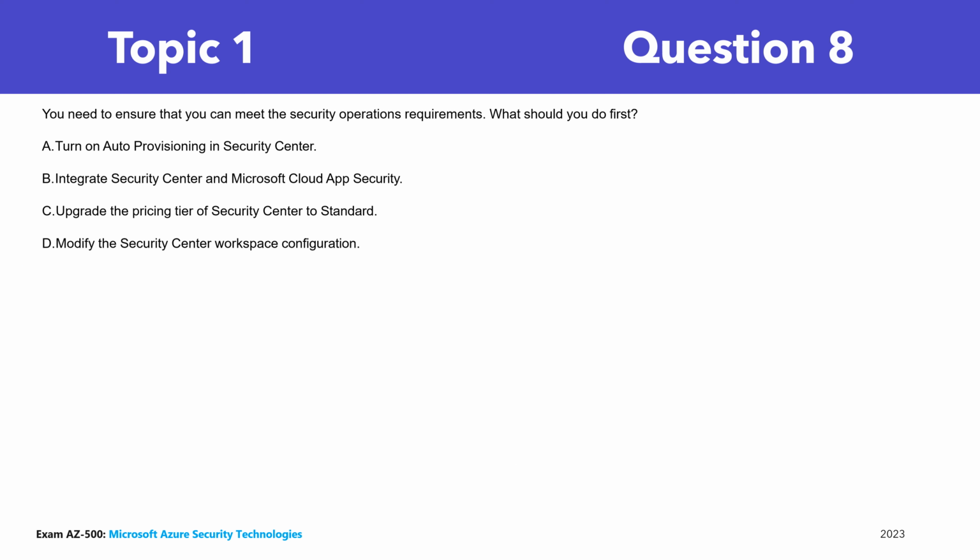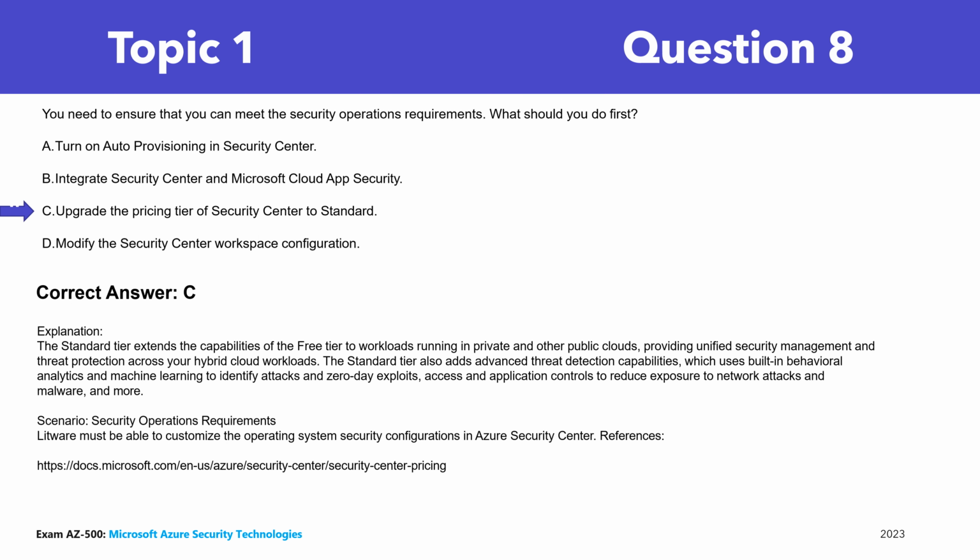You need to ensure that you can meet the security operations requirements. What should you do first? A. Turn on auto provisioning in Security Center. B. Integrate Security Center and Microsoft Cloud App Security. C. Upgrade the pricing tier of Security Center to Standard. D. Modify the Security Center workspace configuration. Correct answer, C.